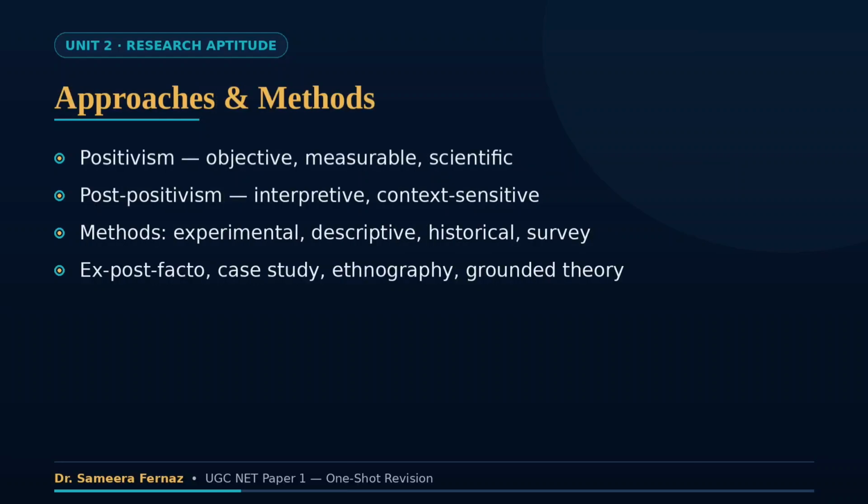Types of research. Four types to remember. Basic research builds theory, knowledge for its own sake. Applied research solves real practical problems. Action research is done by the teacher to improve their own work. And remember the pair: quantitative means numbers, qualitative means words and meanings.